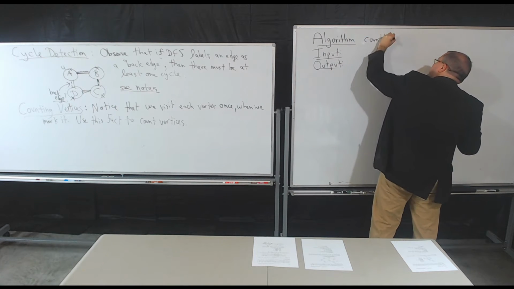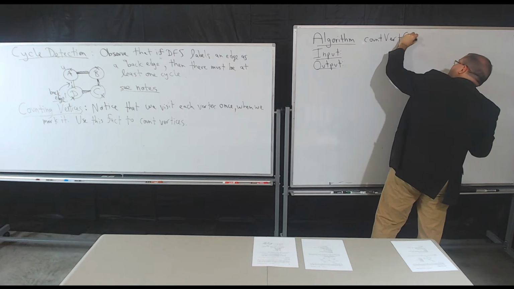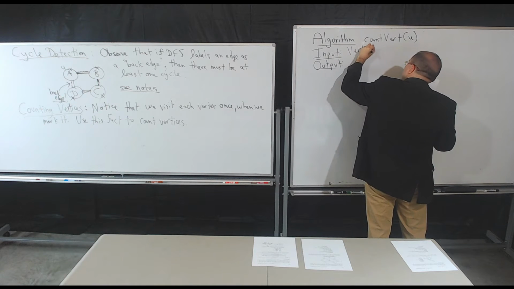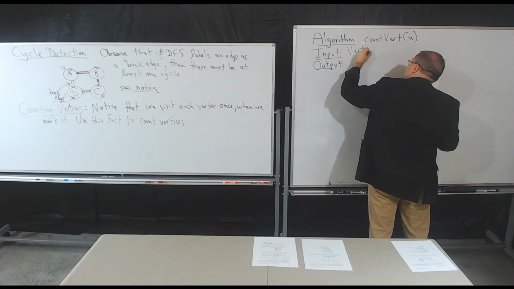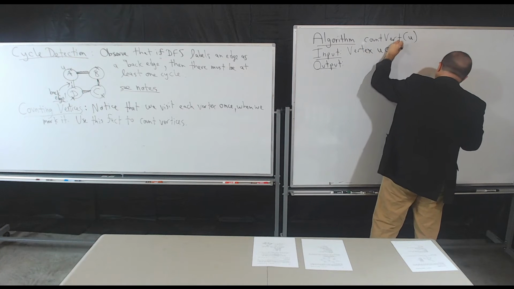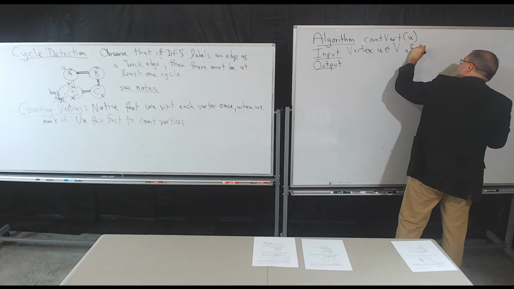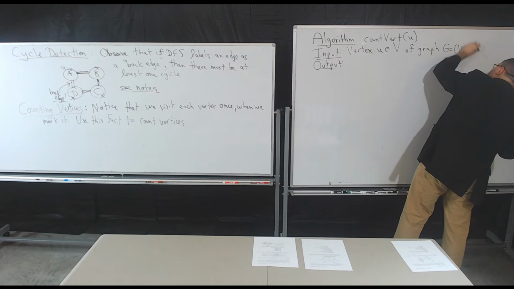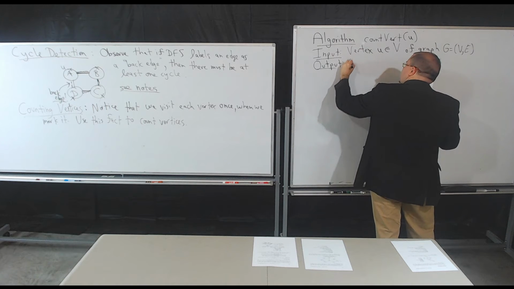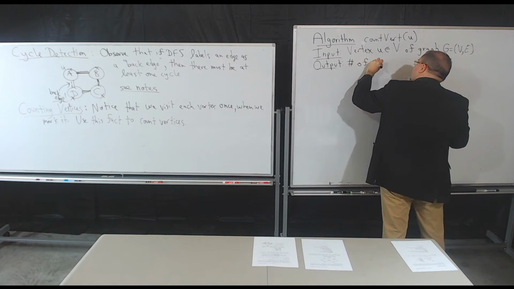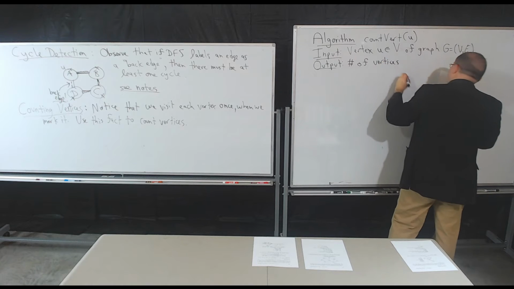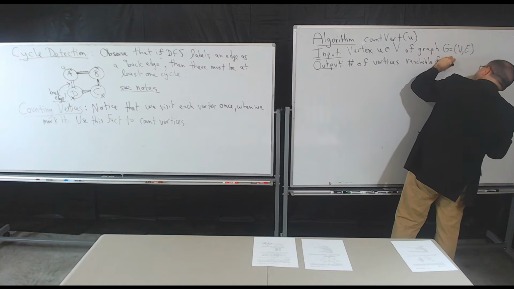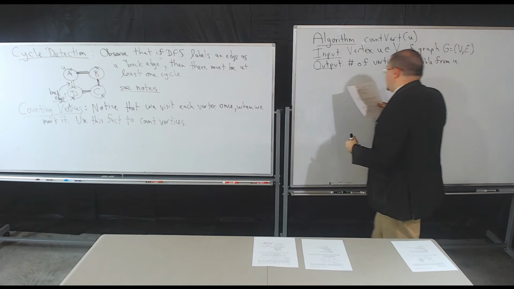So we have count vert. I'm going to call this count vert, and I get some starting vertex, we'll say vertex u in V of graph V. And the output is just going to be the number of vertices reachable from u. Remember, the graph might not necessarily be connected, okay?